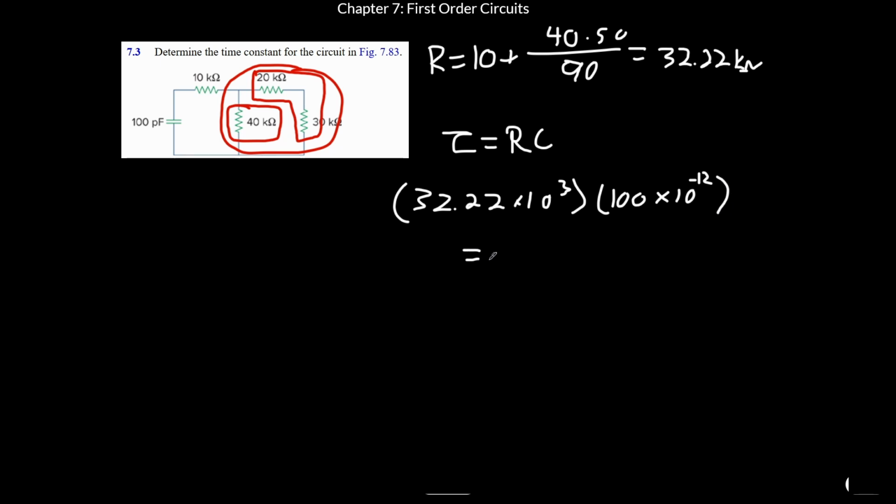And together, this is going to give us, I spoiled the unit, but this is going to give us 3.2 repeating microseconds, and this is our time constant. So yeah, that's the answer.